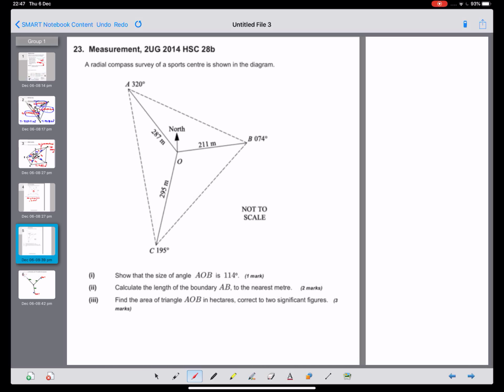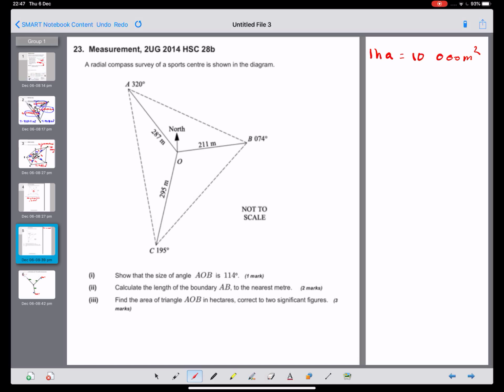Okay, this one's a little bit difficult. This was taken from a Unit 2 paper, HSC 2014. So you need to know the conversion for hectares. 1 hectare is equal to 10,000 meters squared. Pause the video and have a go at doing this, please. Okay, so you should have done that now. The first question is show that angle AOB is 114.